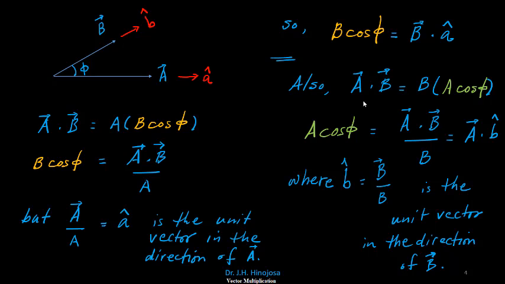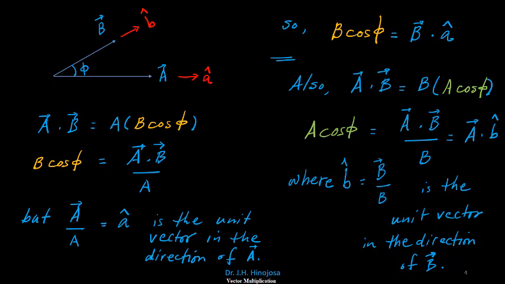Also, we can write that the dot product of A and B is equal to B times A cosine phi. If we solve for A cosine phi, we get that A cosine phi is equal to the dot product of A and B divided by the magnitude of B, or since the vector B divided by its magnitude is simply the unit vector in the direction of B, or B hat, unit vector B.